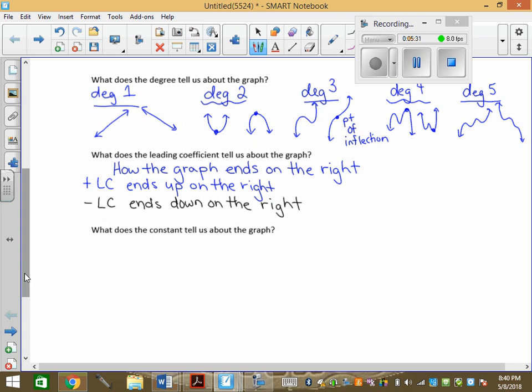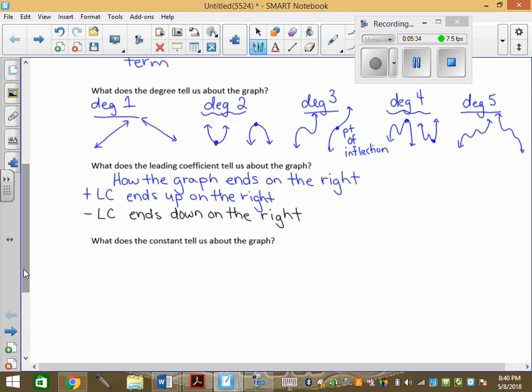What does the constant tell us about the graph? The constant is the y-intercept. Now, remember that your equation can't have any brackets. It has to be completely expanded out. Now, why would that give us the y-intercept?